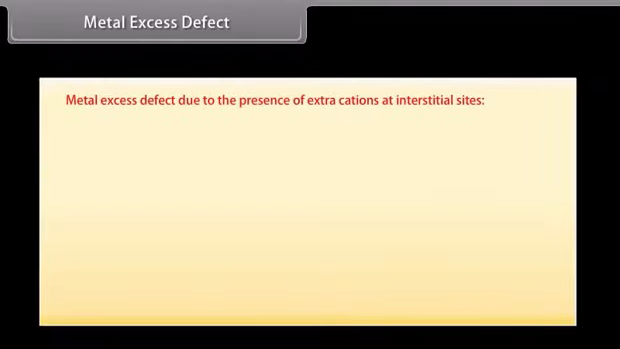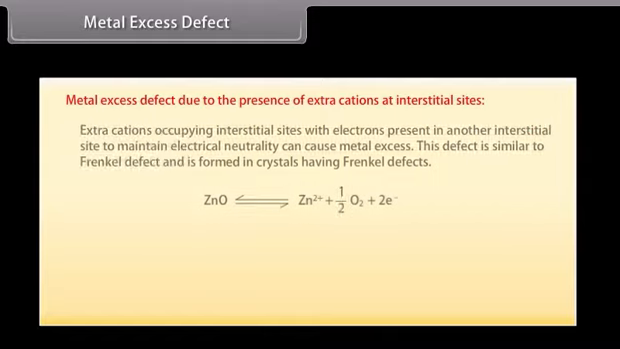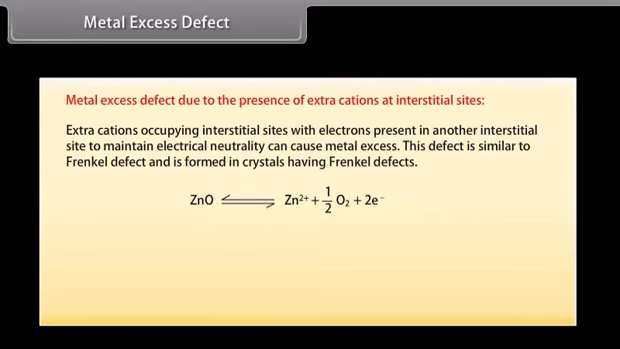Metal excess defect due to the presence of extra cations at interstitial sites. Extra cations occupying interstitial sites, with electrons present in another interstitial site to maintain electrical neutrality, can cause metal excess. This defect is similar to Frenkel defect and is formed in crystals having Frenkel defects.